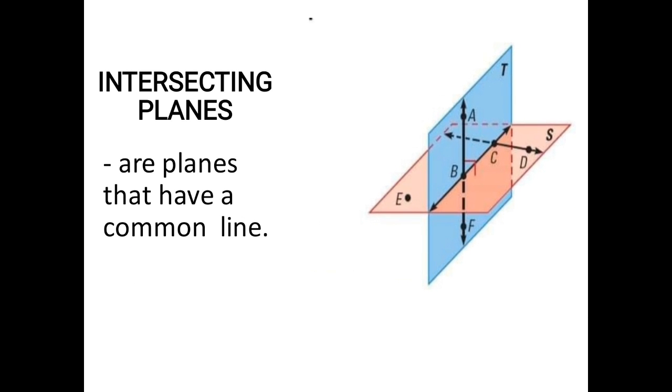Lastly, we have intersecting planes, which are planes that have a common line. Plane S intersects plane T at line BC.